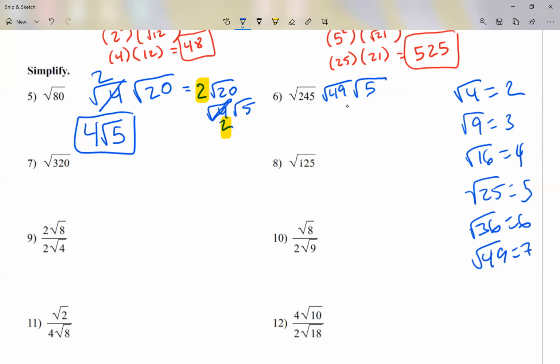The way I came up with those 2 numbers, first I tried 245 divided by 4. Didn't work. Divided by 9, divided by 16, didn't work, but 245 divided by 49 gave me 5. So then I know 49 times 5. I know the square root of 49 is 7. So my answer will be 7 square root of 5. I cannot simplify the square root anymore, so that's my answer. Like I said, I'll come back later to see how we type this, but for right now, let me just leave it at that.